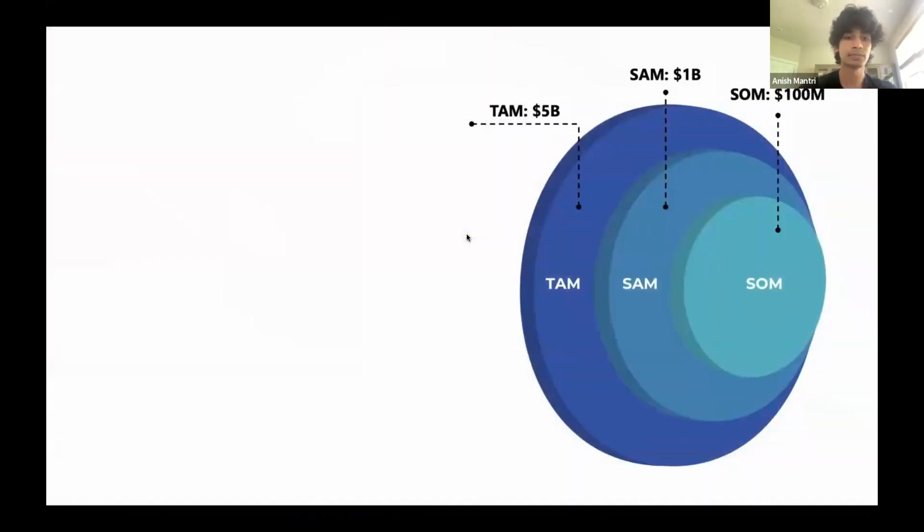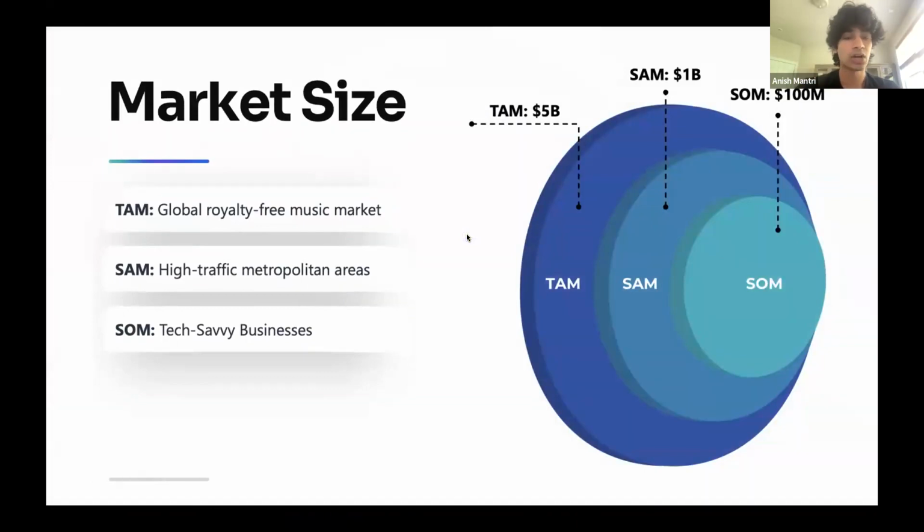Now, moving on to market size, our TAM is about $5 billion, and this accounts for the global royalty-free music market as a whole. Breaking this down to our SAM, which is about $1 billion, here this focuses on high-traffic metropolitan areas, specifically businesses in these areas that have a lot of foot traffic. Finally, our SOM is $100 million, and this consists of tech-savvy businesses that are really looking to leverage modern technology.